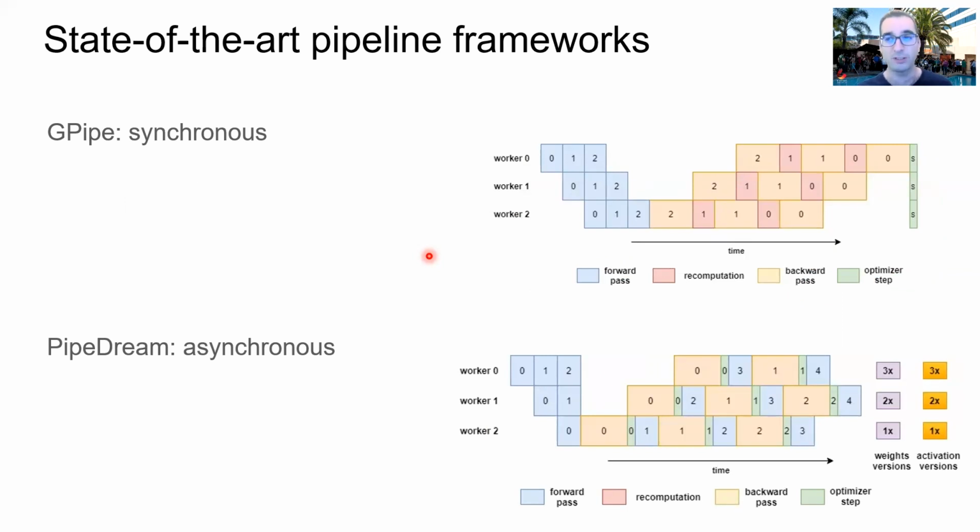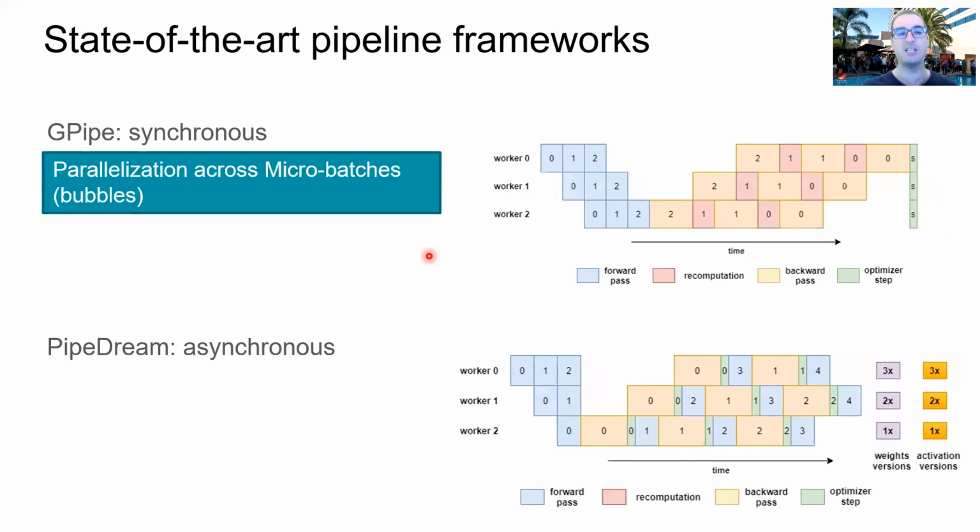State-of-the-art pipeline frameworks mainly fall into two categories. The first is GPipe. This is a synchronous pipeline. In GPipe, the parallelization is across micro batches. These are smaller chunks of the mini batch. And this is since in a synchronous pipeline, the next mini batch cannot enter the pipeline before all the computation of the previous mini batch has concluded.